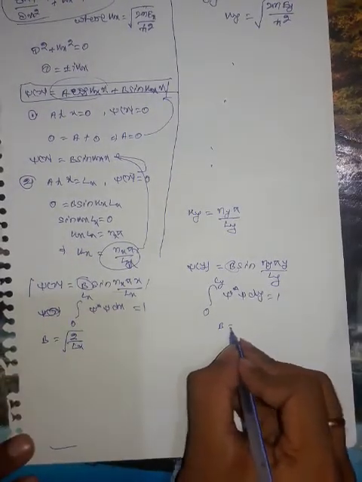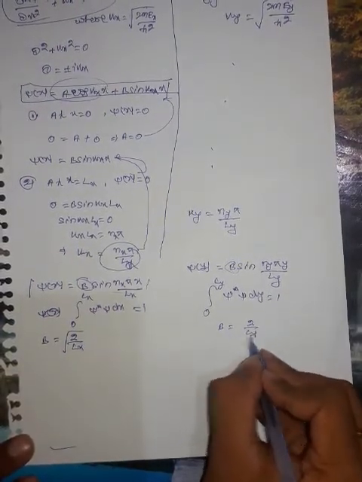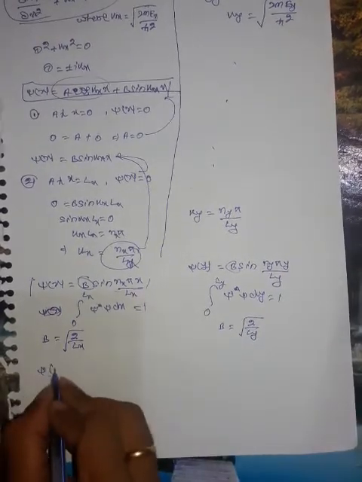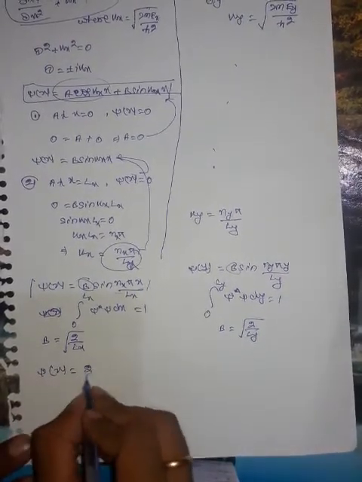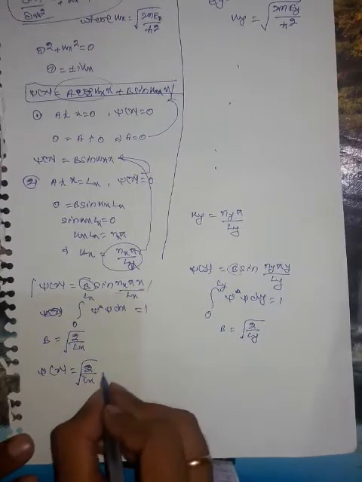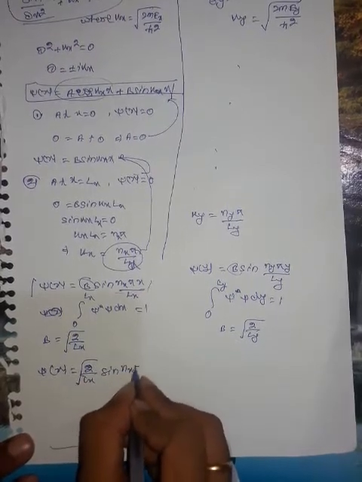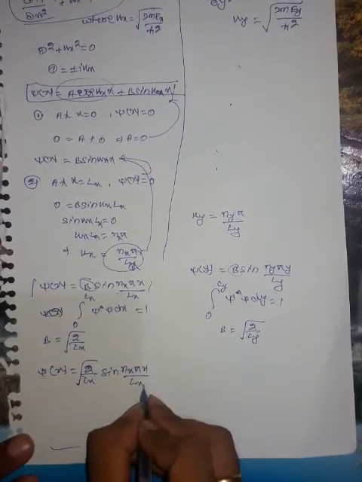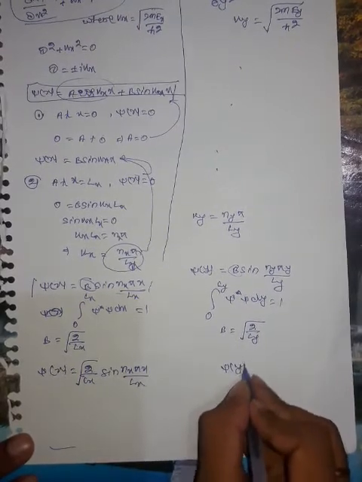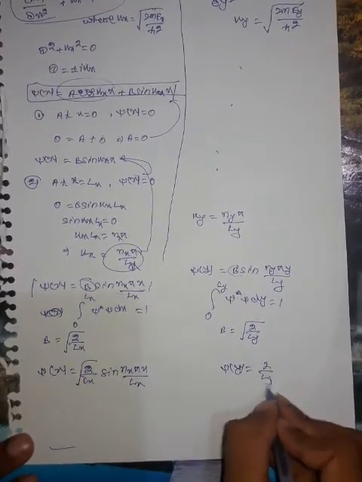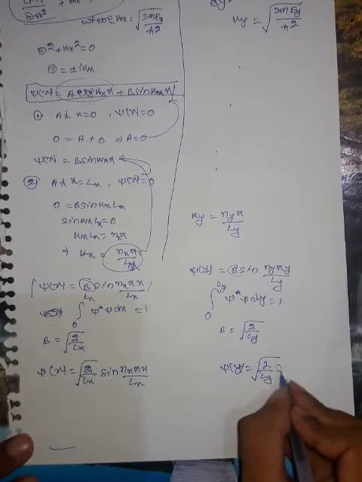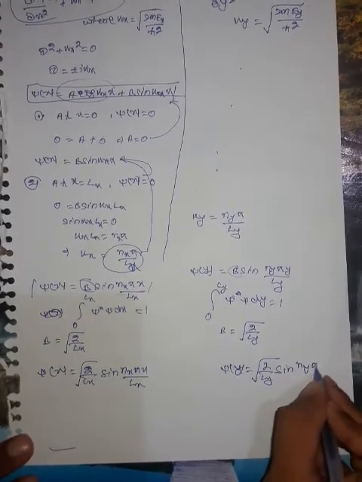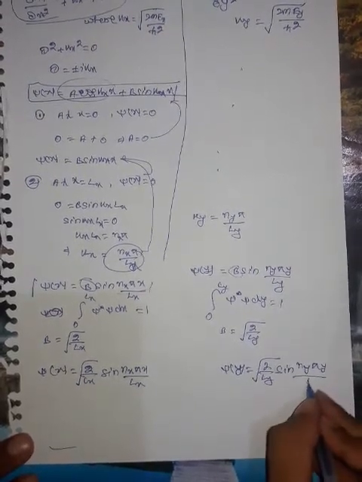The value of b here becomes root of 2 by ly. So the wave function becomes psi of x is equal to root of 2 by lx sin(nx pi x divided by lx). So psi of y becomes root of 2 by ly sin(ny pi y by ly).